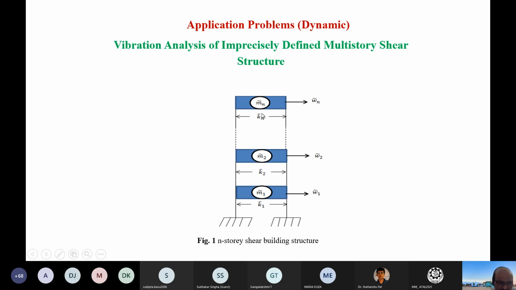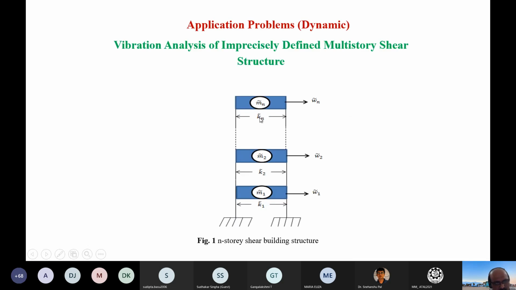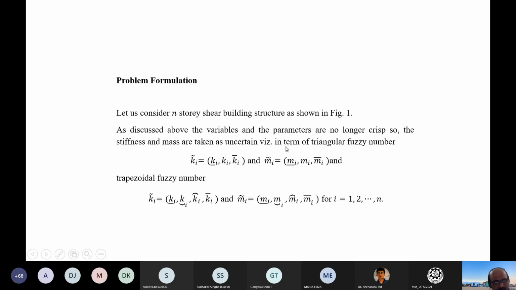That means uncertainties are there. Similarly, masses M1 tilde, M2 tilde, Mn tilde. Now the problem formulation is that K_i tilde and M_i tilde, those stiffnesses, K_i means K1 to Kn, M_i means M1 to Mn, depending upon how many stories there are. So K_i tilde we have taken as TFN, that is K_i lower, K_i and K_i upper. This we call the center value. Similarly, M_i tilde: M_i lower, M_i and M_i upper. So again 3 elements, these are TFNs.